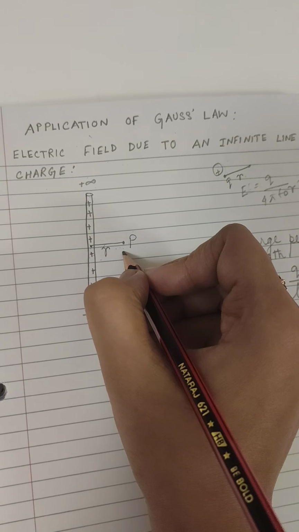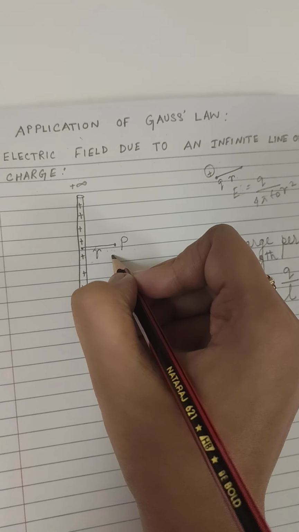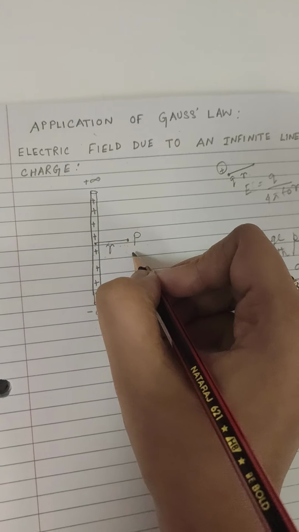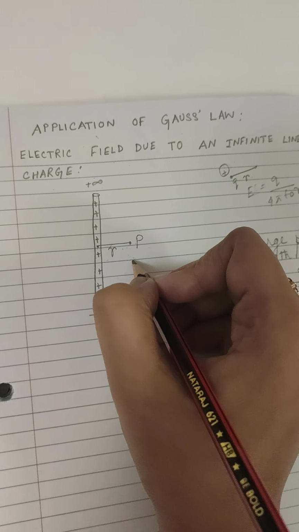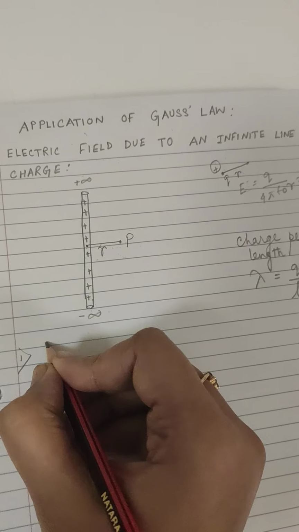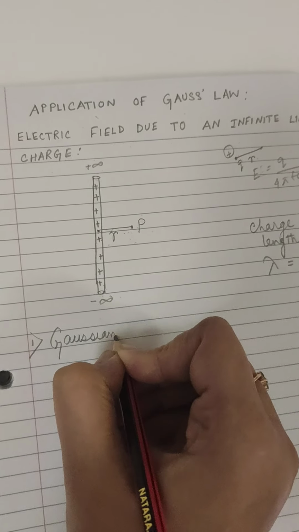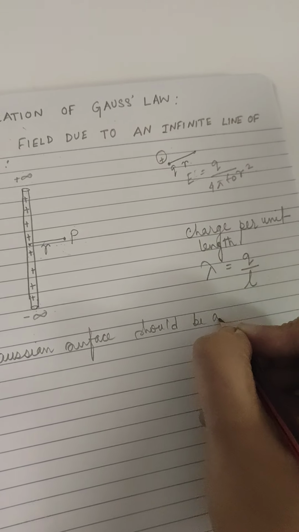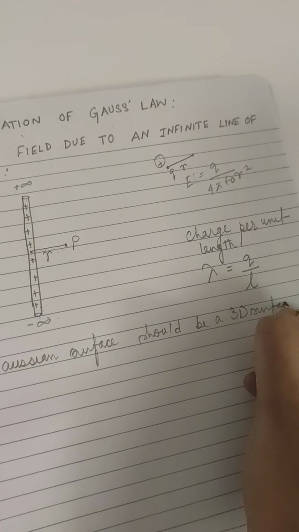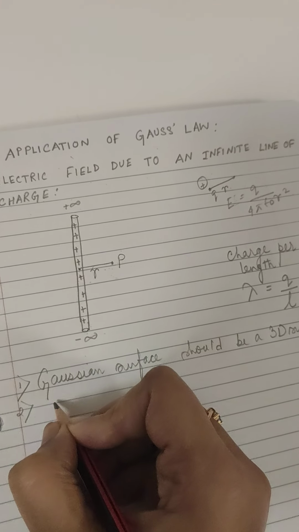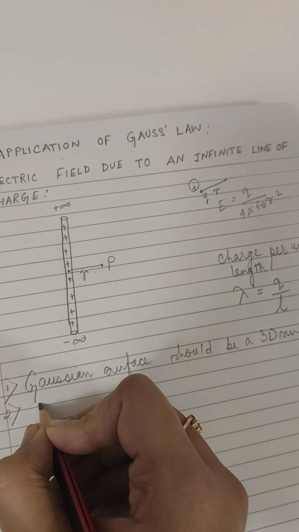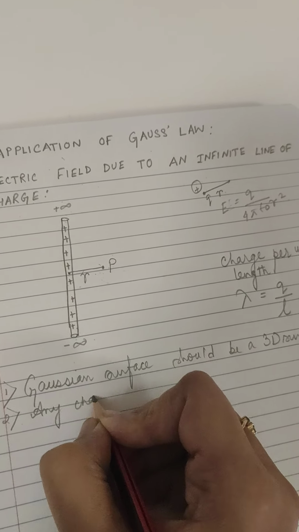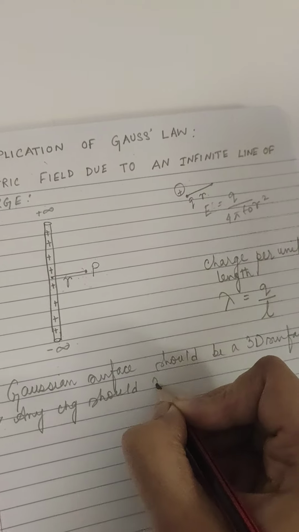Now what kind of Gaussian surface are we going to draw? We have done in our previous lecture of Gauss's law that a Gaussian surface has certain characteristics, or certain properties. You may write down the properties. The Gaussian surface should be a 3D surface. Second, it should enclose the charge, but the charge should not pass through the Gaussian surface.